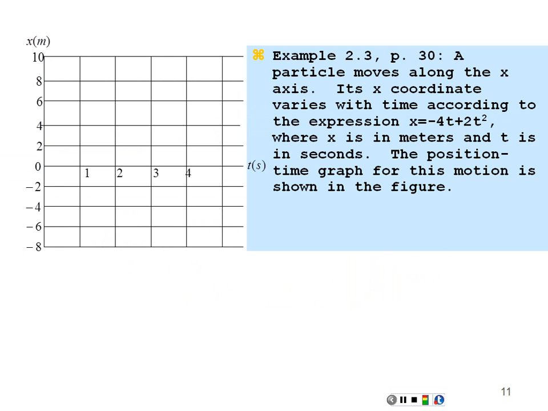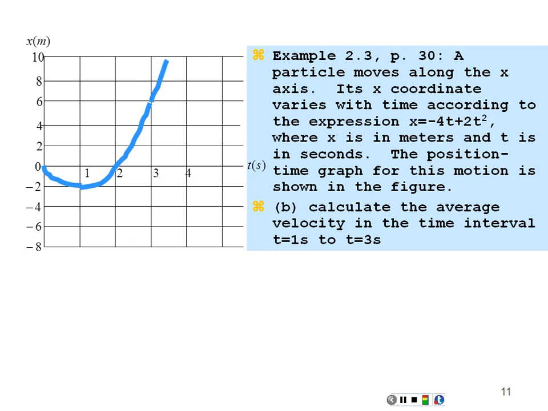Let's try this out. Here's another position versus time graph. And on this one, we have ourselves a parabola described by the expression x equal negative 4t plus 2t squared. x is in meters, t is in seconds. The position versus time graph for this motion is shown in this figure, x on the vertical, t on the horizontal. Calculate the average velocity in the time interval t equal 1 second to t equal 3 seconds.